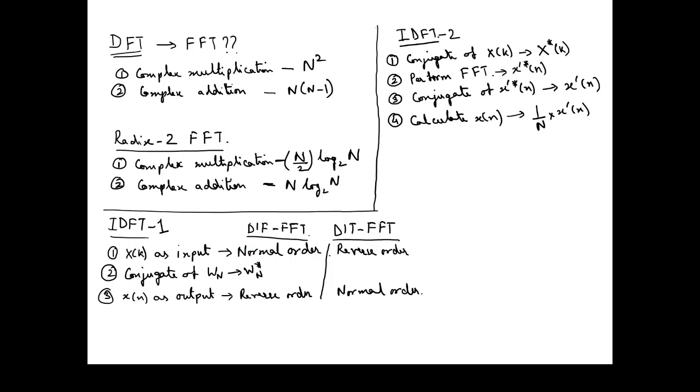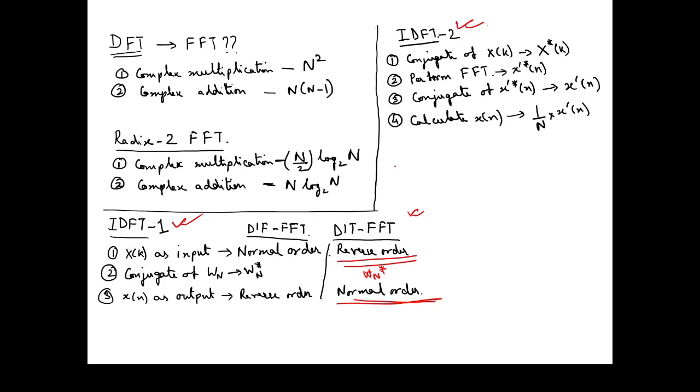So IDFT, I told you, it can be performed in two ways, IDFT 1 and IDFT 2. So today I will just discuss this DIT FFT. X of k is the input. In DIT FFT, it is in the reverse order. We have to take the conjugate of the twiddle factor in both the systems. So the twiddle factor should be the conjugate of A, and the output, which is X of n, should be in the normal order.